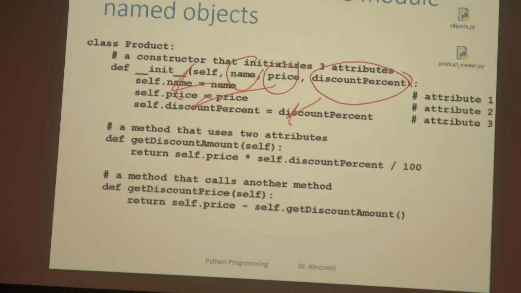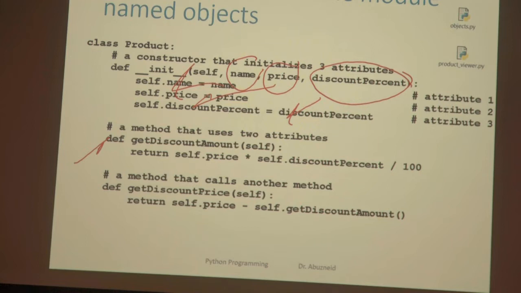Alright? So that's how we create it. That's what a constructor is. This is a constructor. Then after that we have two more methods. The first method is get discount amount, this one in here. And how many parameters do we pass to it? Zero. But we always have to pass self to the methods inside the class.